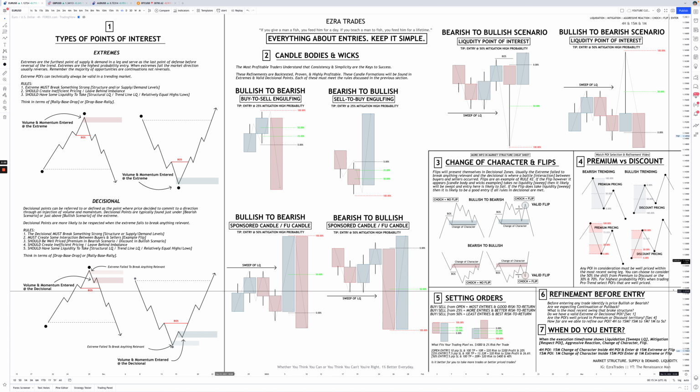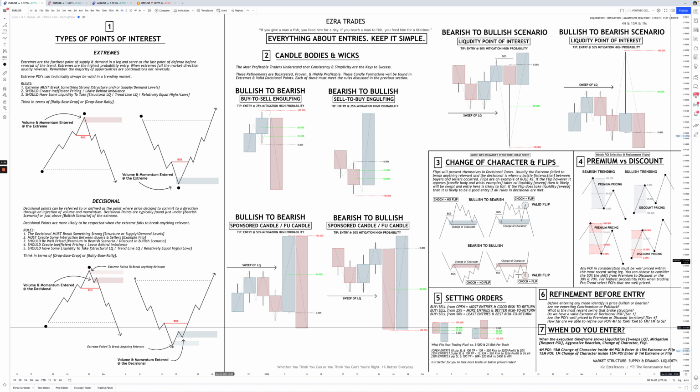Refinement before entry, make sure you ask yourself, is price bullish or bearish? Are we expecting continuation or pullback? What is the most recent swing that broke structure? Do we have a valid extreme or valid decisional? Are the POIs well priced and premium discount? And how far are we able to refine our POI? Can we do a 4 hour to the 15? Can the 15 go to the 1 minute? Can the 1 minute go to the 5 seconds? They should look some variation of this, maybe doji candle even, right?